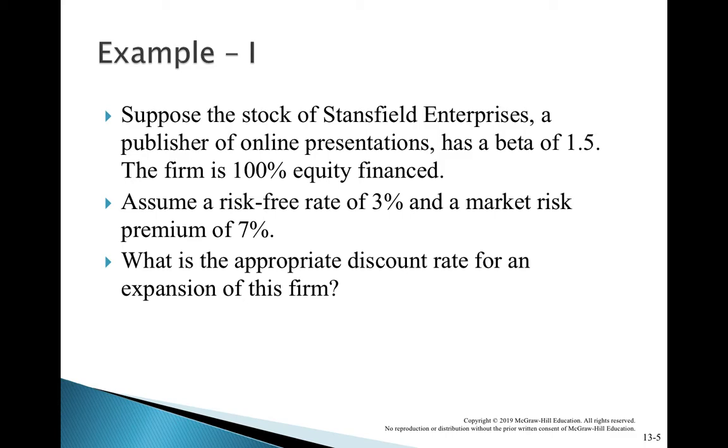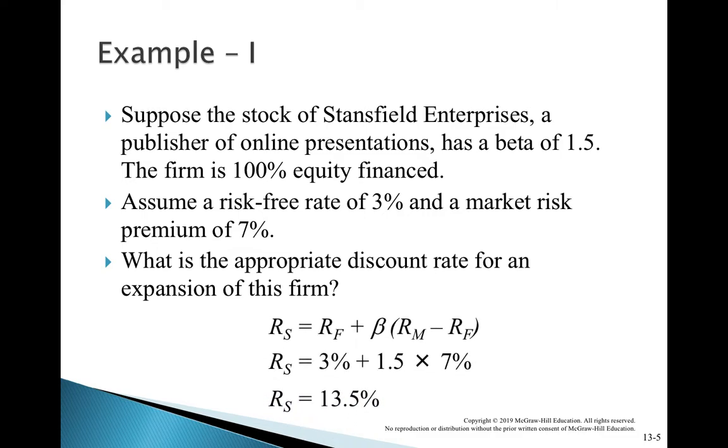What is the appropriate discount rate for an expansion of this company? So we will calculate the cost of equity through the CAPM. CAPM is risk-free rate plus beta multiplied by market return minus risk-free return. So risk-free rate is 3% plus beta multiplied by the risk premium 7%, given directly in the question. 13.5% will be the cost of equity for this company.